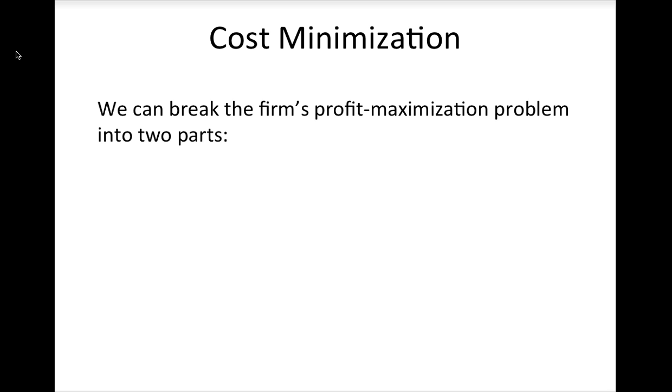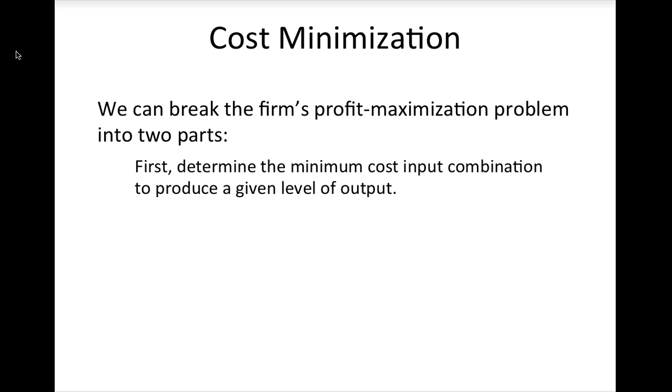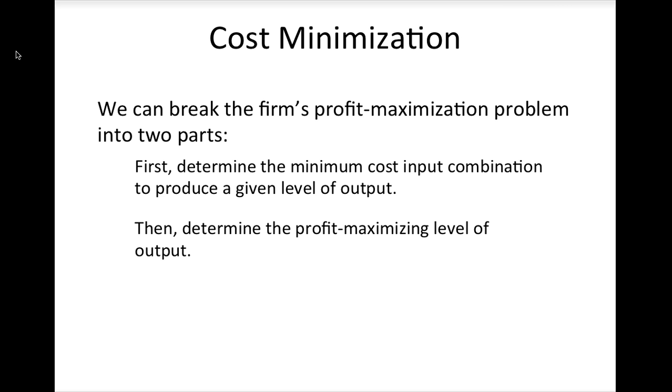This thought exercise has provided us with another way to think about the firm's profit maximization problem. Instead of thinking about it as a single problem, we can break the profit maximization problem into 2 steps. The first step is to determine the least cost input combination to produce a given level of output. Then, determine the profit maximizing level of output. We will consider the first part of this problem today, the cost minimization problem.